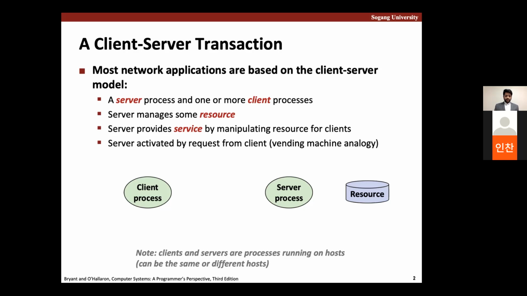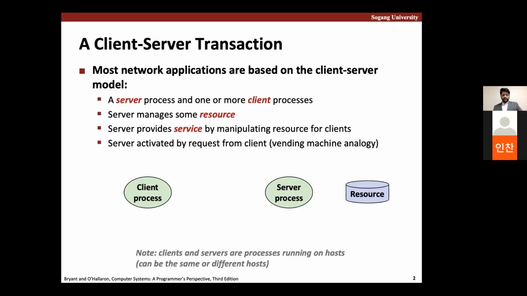Every network application is based on the client server model. So they have client server transactions. With this model, an application consists of a server process and one or more client processes. The server process manages resources, and it provides some service to the client processes by manipulating these resources. Let's take an example: a web server manages a set of disk files that it stores and retrieves for the client. Similarly, an email server manages a pool file that it reads and updates for the clients.